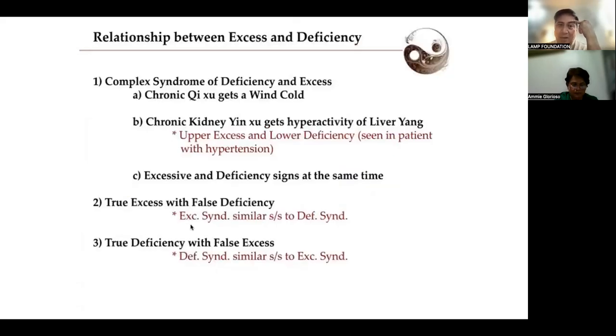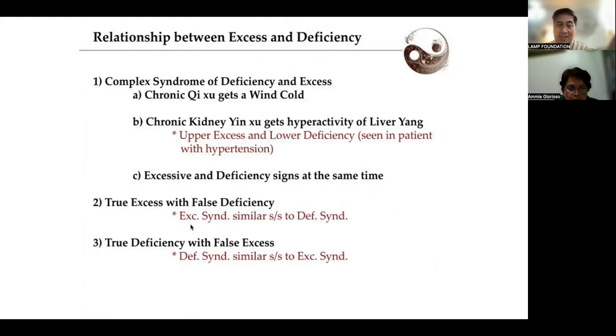Okay. And this one naman, relationship: chronic qi deficiency gets a wind cold. Oo, kasi meron na siyang qi deficiency eh. Mahina yung upright qi, so mabilis pumasok si wind cold. Or meron kang chronic kidney yin deficiency, lalo na pag tanda na, kalbo pa. Okay, so yun, it gets hyperactivity of the liver yang.